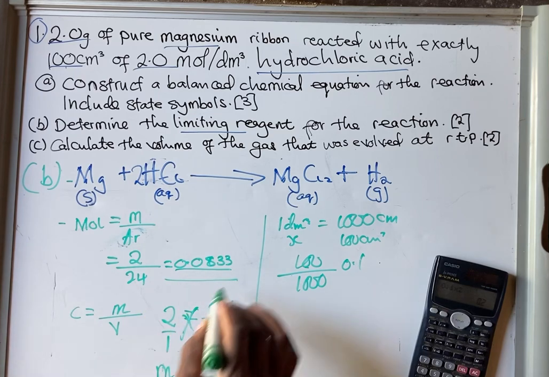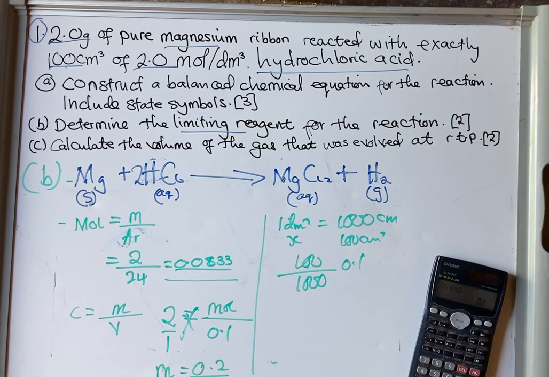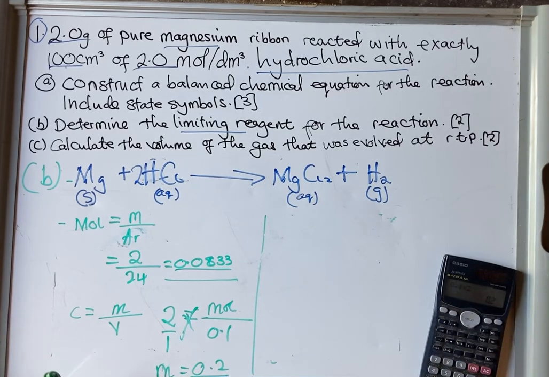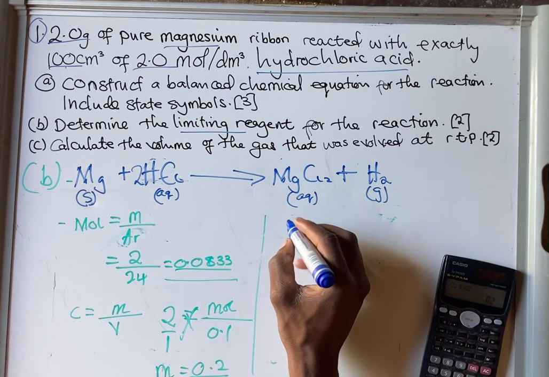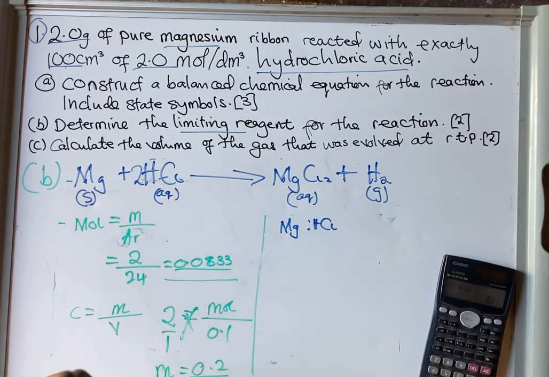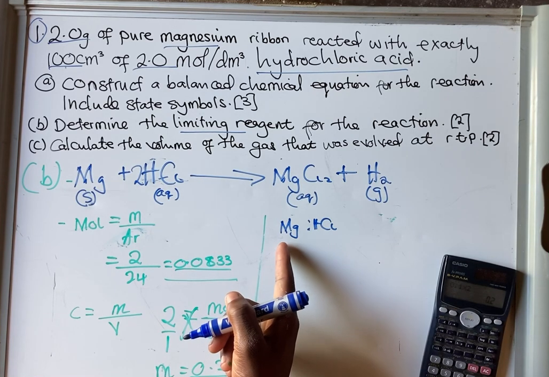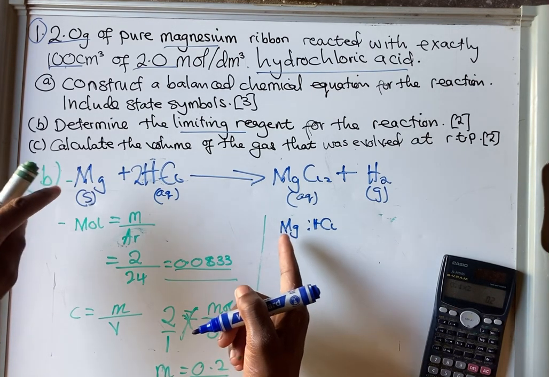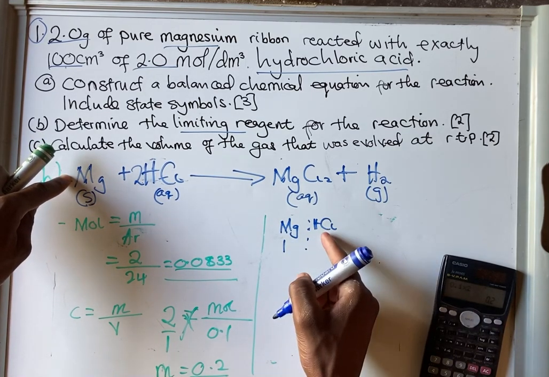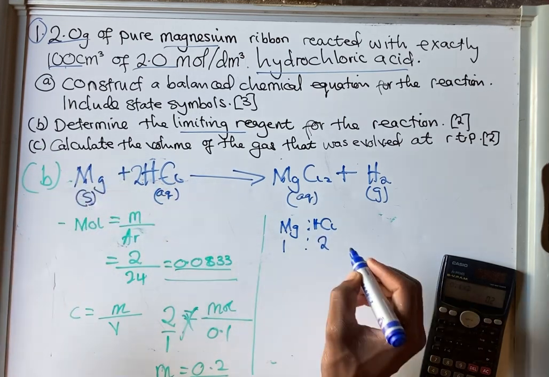Now we have the number of moles for the magnesium. We also have the number of moles for the acid. So what we need to do now is write the mole ratio between magnesium and the hydrochloric acid. So in this case, we have magnesium this side, then we have hydrochloric acid the other side. You check the number of moles for a substance from the balanced chemical equation. So the number in front of magnesium is 1, the number in front of hydrochloric acid is what? Is 2.